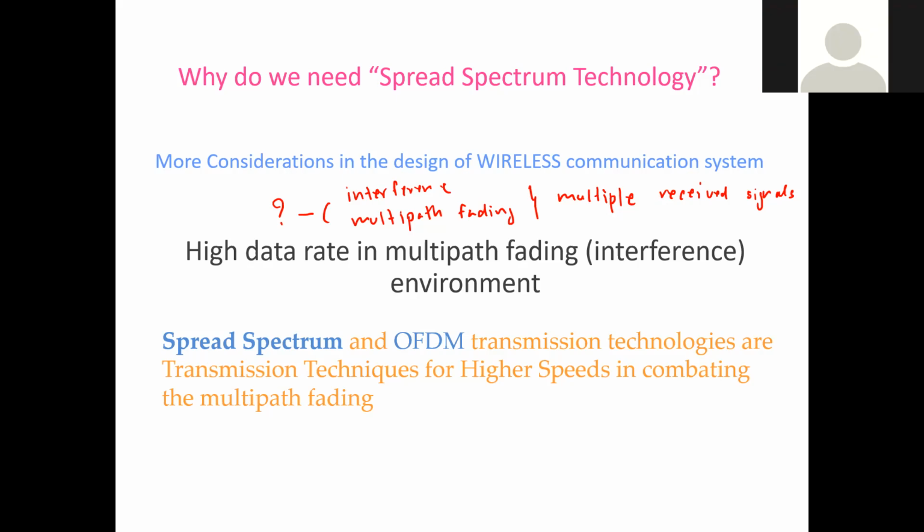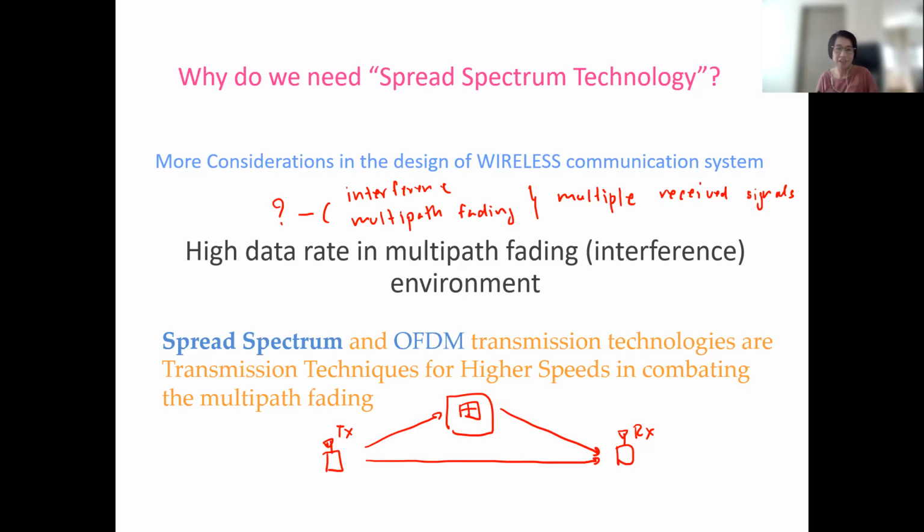Multi-path is like when the same transmission reflects or scatters off another object and arrives at the receiver with a little bit of delay, so sometimes it cancels out. But interference is another transmission with the same frequency, so they collide with each other. Yeah, thank you, Kan. Right, that's correct.